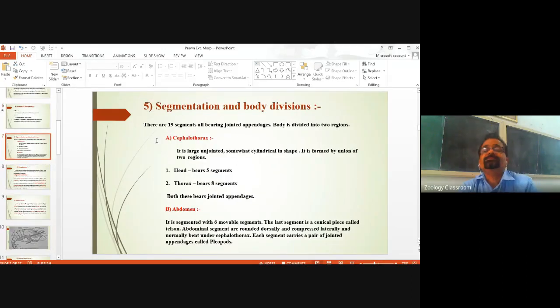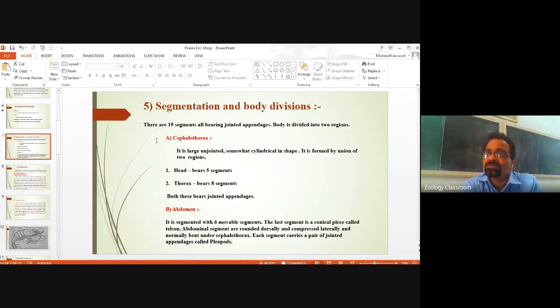Segmentation and body divisions. While studying the systematic position, we made the mention that 19 segments are present. The 19 segments are there which are bearing jointed appendages. And as I have mentioned earlier, there is a fusion of head and the thorax.